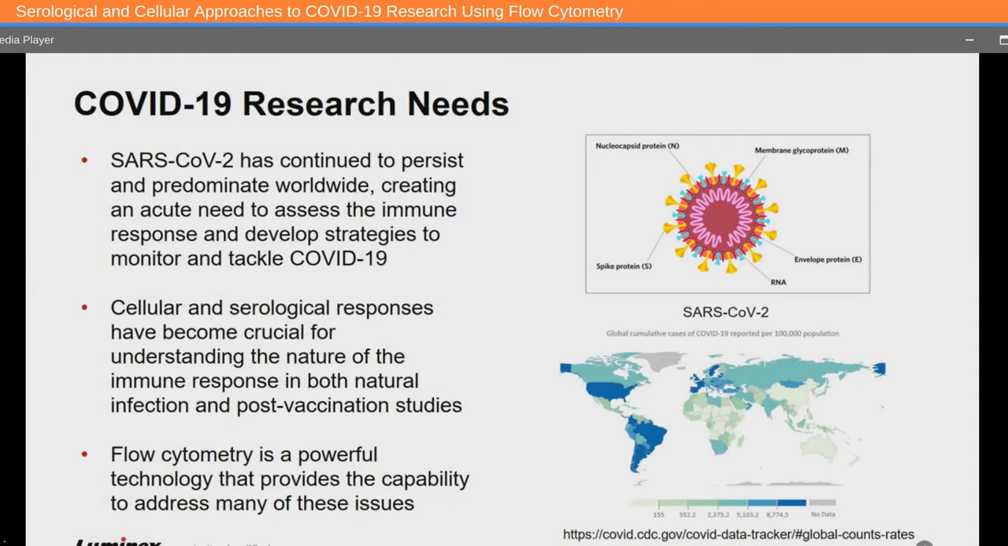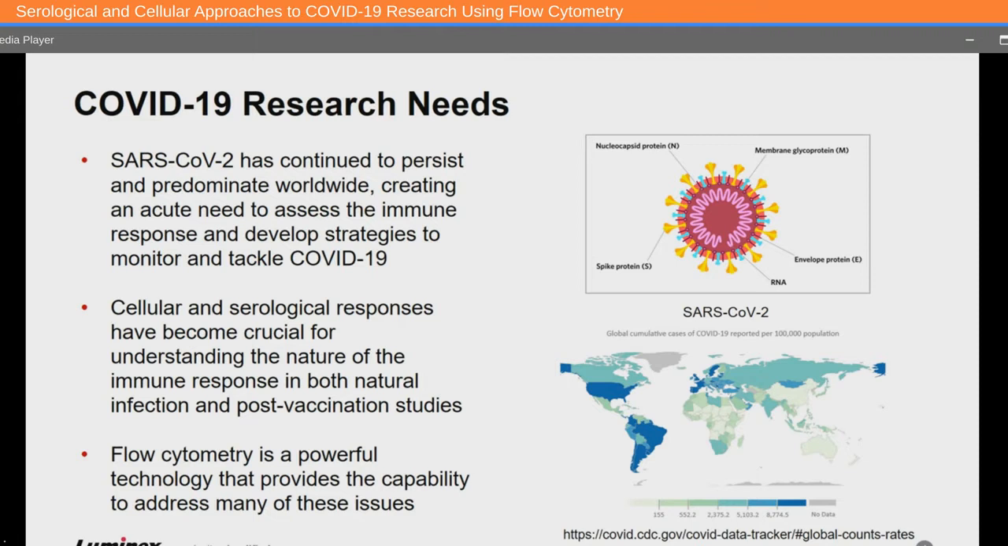In mid-2021 today, we still stand buried amidst the COVID-19 pandemic, with the SARS-CoV-2 virus continuing to persist and predominate worldwide. This has created an acute need to assess the immune response and to develop strategies to monitor, tackle, and overcome the disease. Numerous publications have shown that cellular and serological responses are crucial to understand the nature of the immune response in both natural infection and post-vaccination studies.